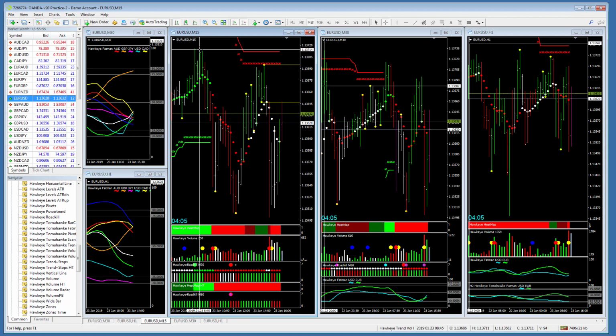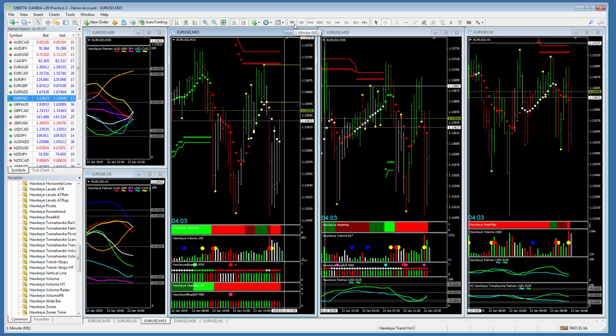No, not right here. MetaTrader 4 is limited only to standard time frames, so I won't be able to show you that.